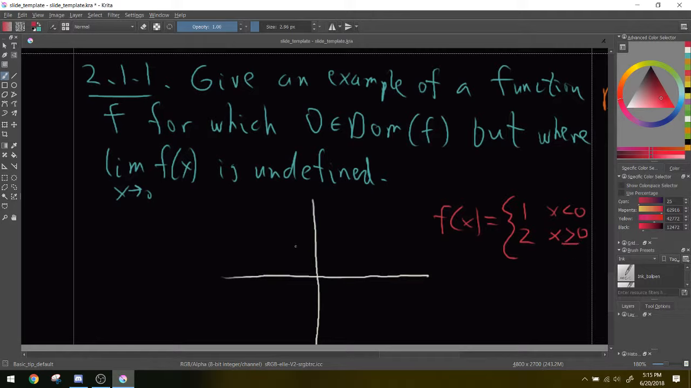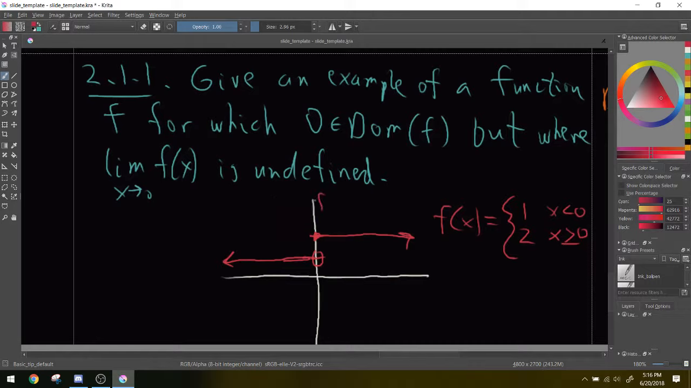That's fine. Any way works. You can define the function however you like. Okay, good. So here's 1, here's 2. I'm going to put an open dot here, because you said if it's equal to 0, it equals 2. And I'll put an open dot going to the left, and it's supposed to equal 1 there. Good, perfect. So 0 is in the domain of the function, because if I plug in 0, I get 2.